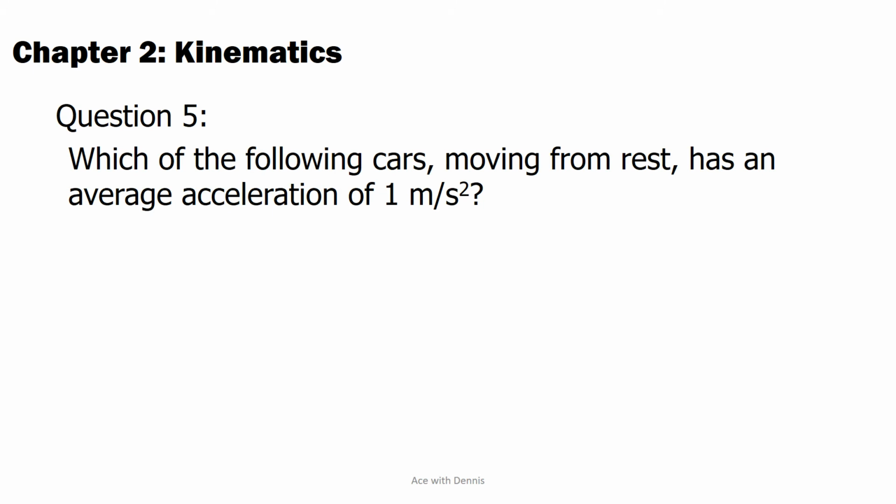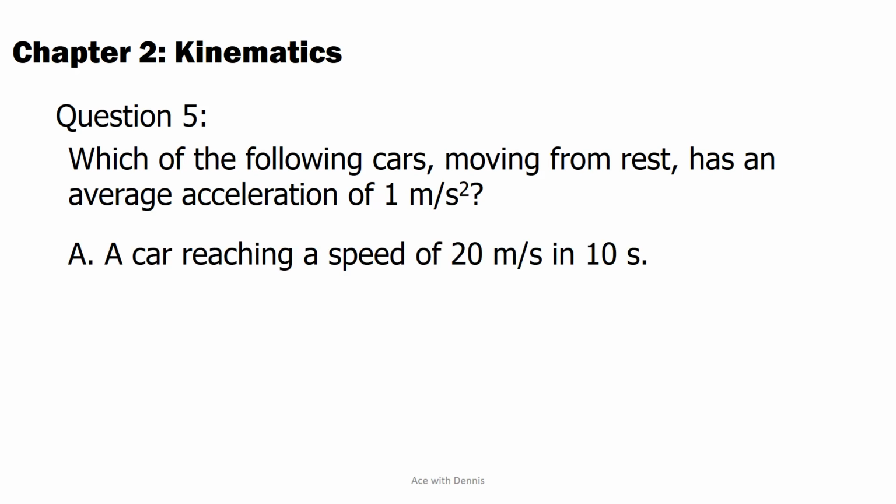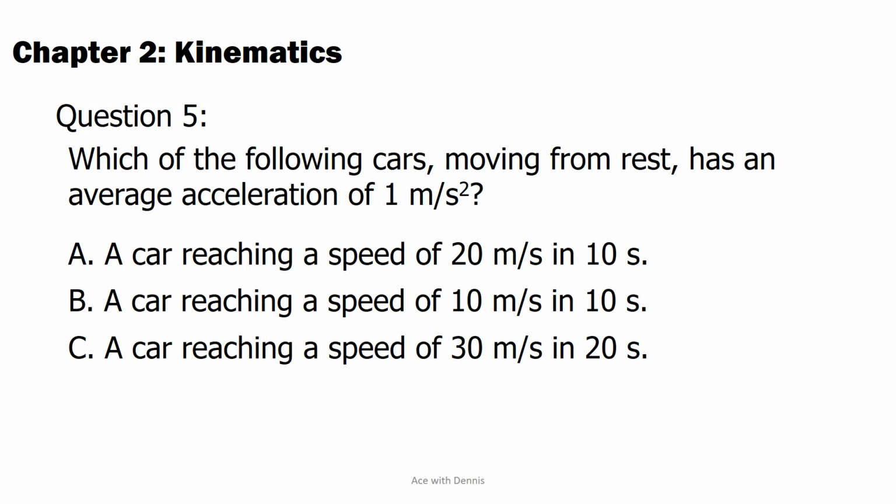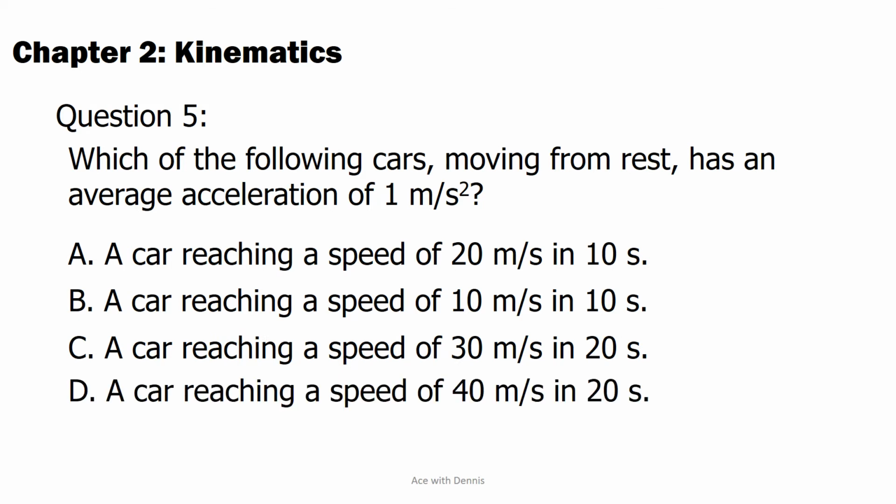Question 5. Which of the following cars, moving from rest, has an average acceleration of 1 meter per second squared? A. A car reaching a speed of 20 meters per second in 10 seconds. B. A car reaching a speed of 10 meters per second in 10 seconds. C. A car reaching a speed of 30 meters per second in 20 seconds. D. A car reaching a speed of 40 meters per second in 20 seconds.